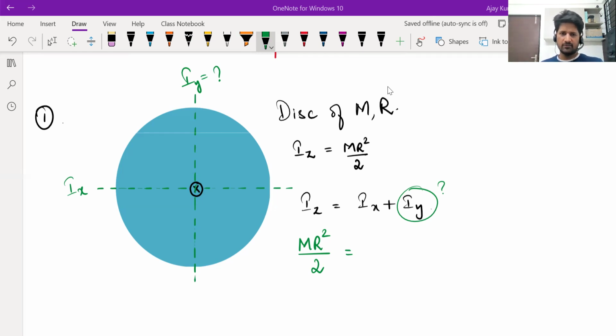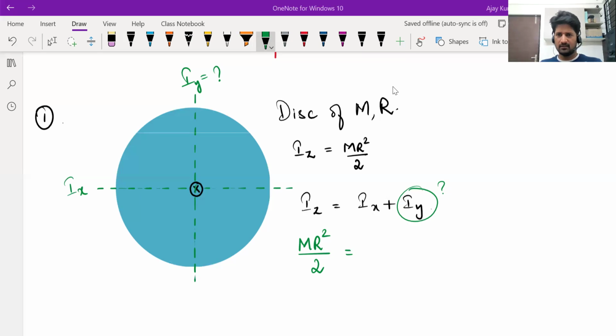Now you all observe carefully and tell me, is the distribution of mass around the y-axis the same as the distribution of mass around the x-axis or not? Saket, what do you think? Yes, sir. It's a uniform disk.